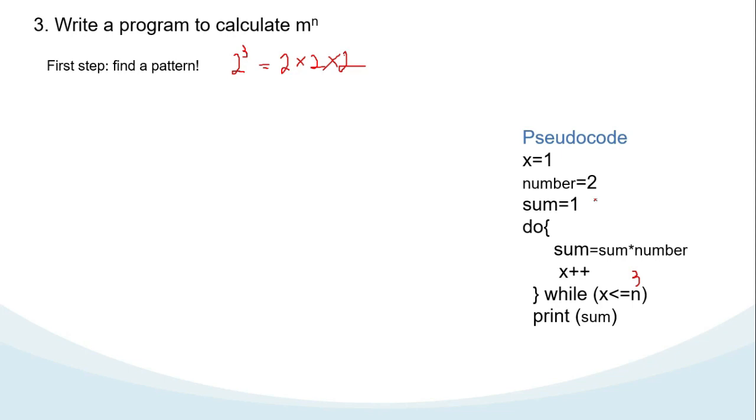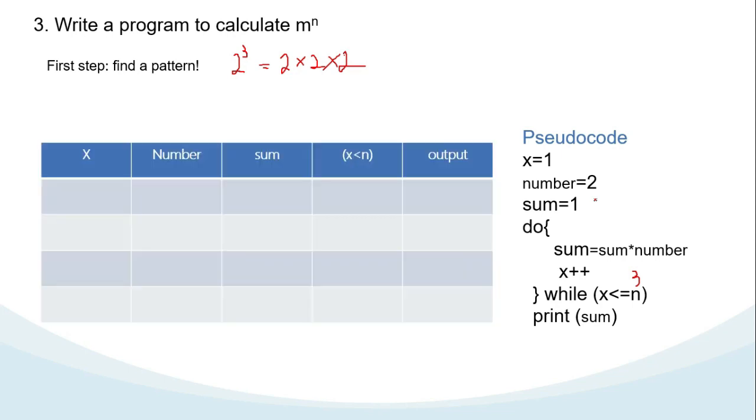So to make it clearer, let's see the tracing table here. So as always, it always starts from this.